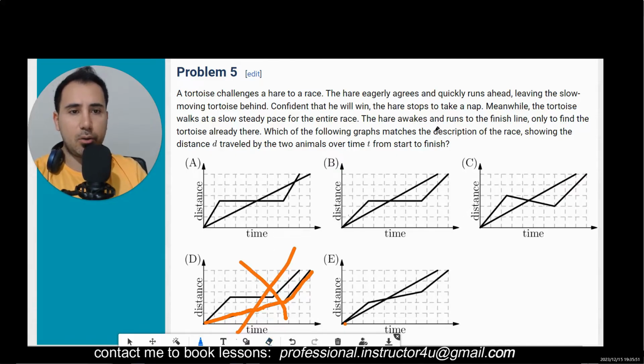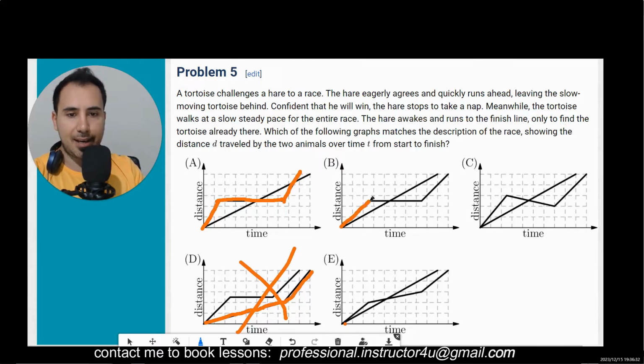The hare awakes and runs to the finish line, only to find the tortoise already there. Which of the following graphs matches the description of the race, showing distance D traveled by the two animals over time? Okay, let's see now. So here, the hare went quickly, okay? Then that's exactly what I meant. When the hare starts to sleep, it's not moving, and then it gets fast again, right? So this one could be right.